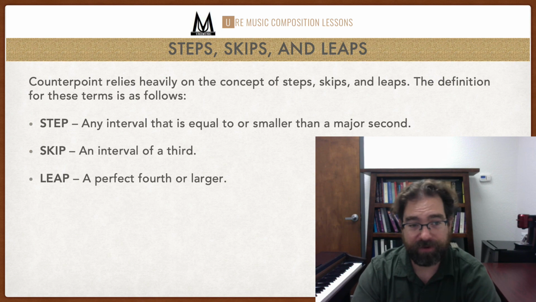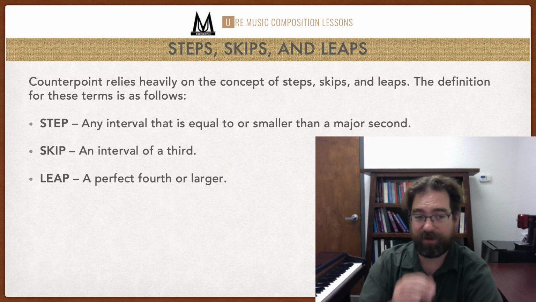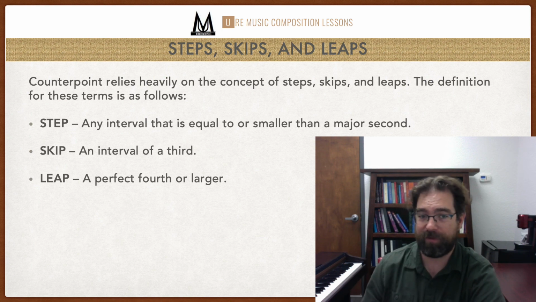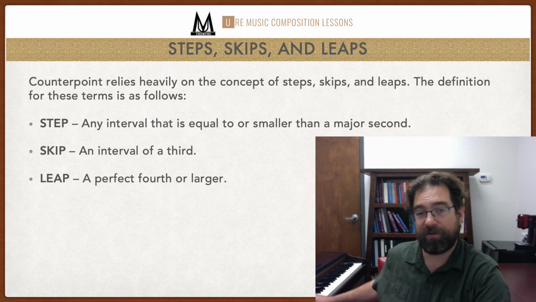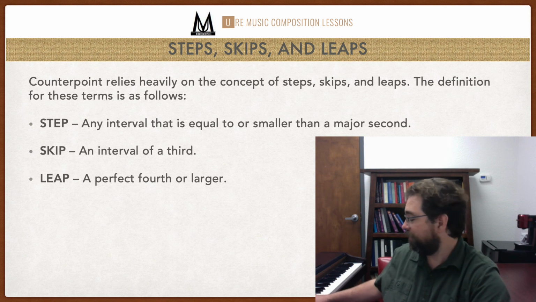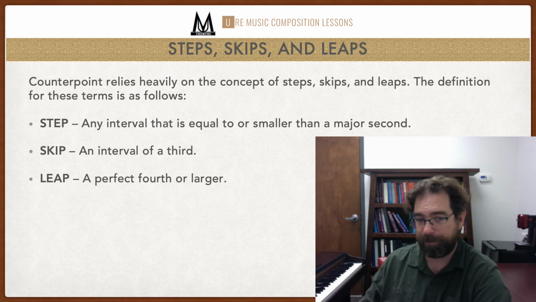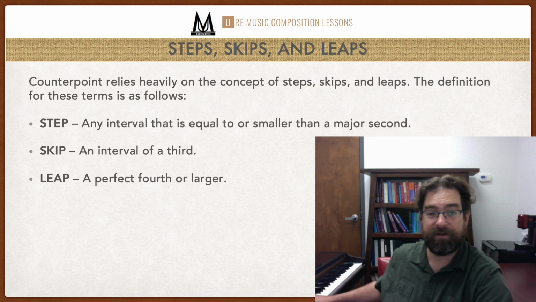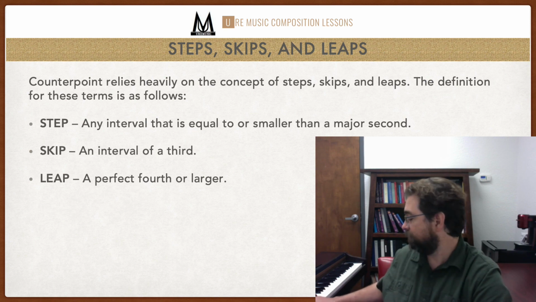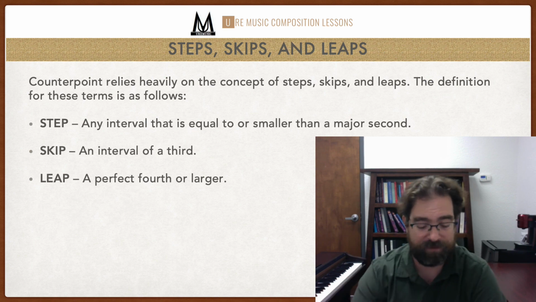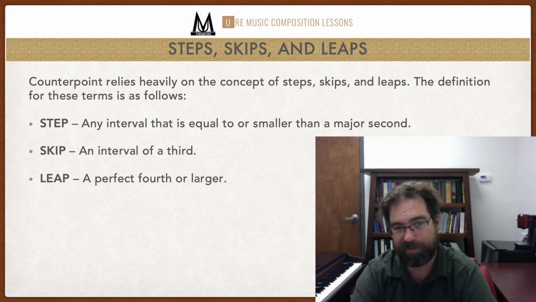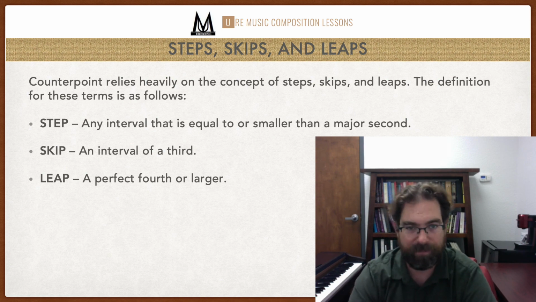Counterpoint relies very heavily on the concept of steps, skips, and leaps. So your definitions for these are as follows. Steps are any interval that is equal to or smaller than a major second. We don't use microtones, so you've got your minor seconds, although you wouldn't use them consecutively. We're avoiding chromaticism, it's got to be diatonicism, and major seconds. That's the beginning of your whole tone scale, and again, we wouldn't use that way in counterpoint, but major seconds are allowed.